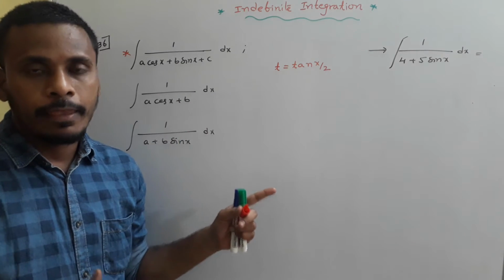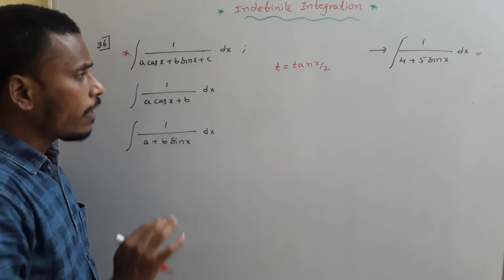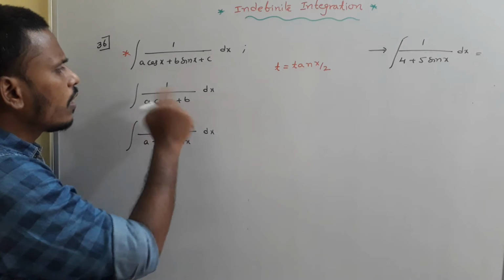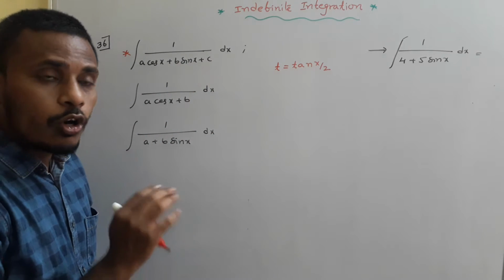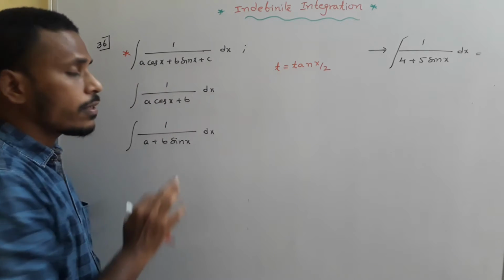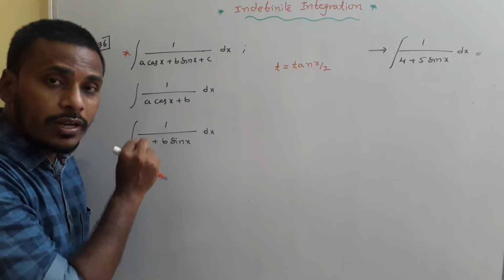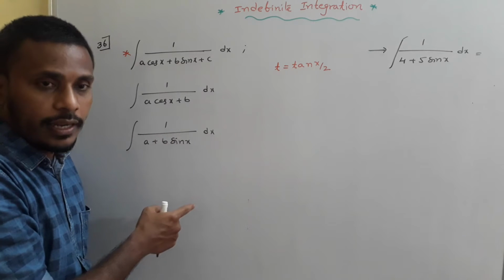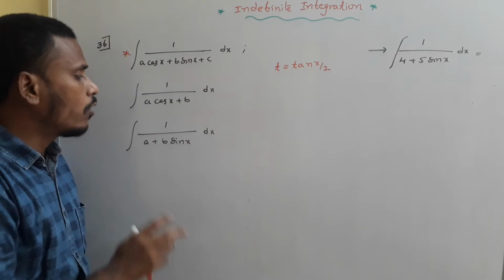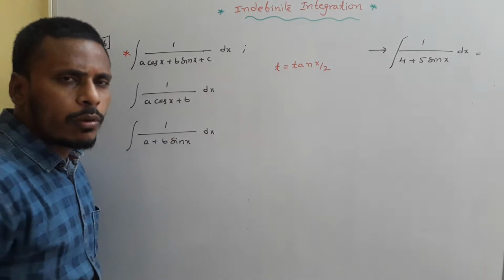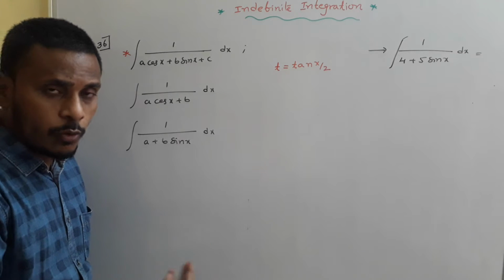Okay, now see 1 by a cos x plus b sin x plus c actually, but if you observe, if the coefficient of sin x is 0, it is of the format a cos x plus b. If the coefficient of cos x is 0, it is of the format a plus b sin x. That means some constant plus some constant into sin x. Usually we will face these types of problems. Okay, and now how to solve this particular problem? Integral of 1 by 4 plus 5 sin x dx. That's what we need to discuss in this point.